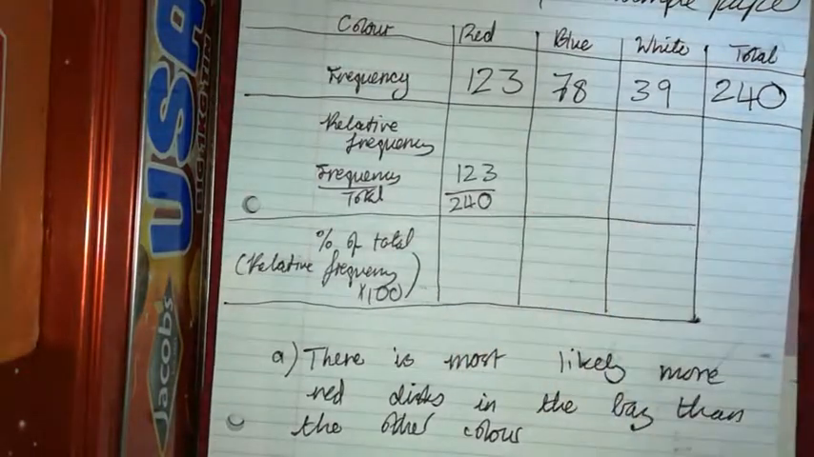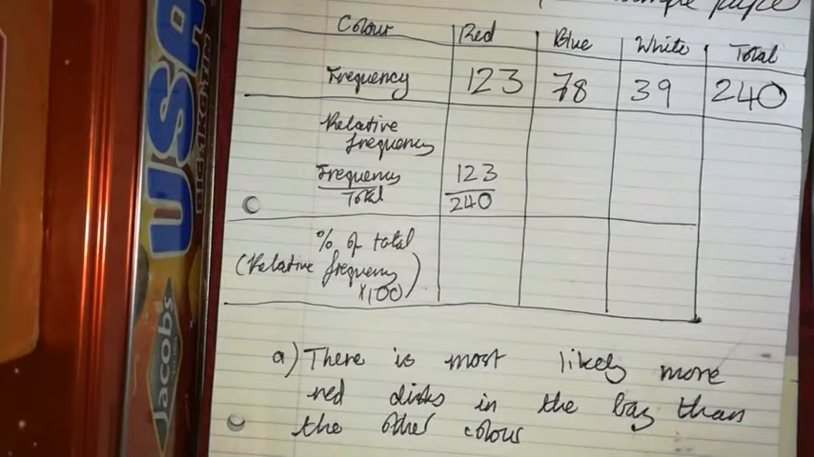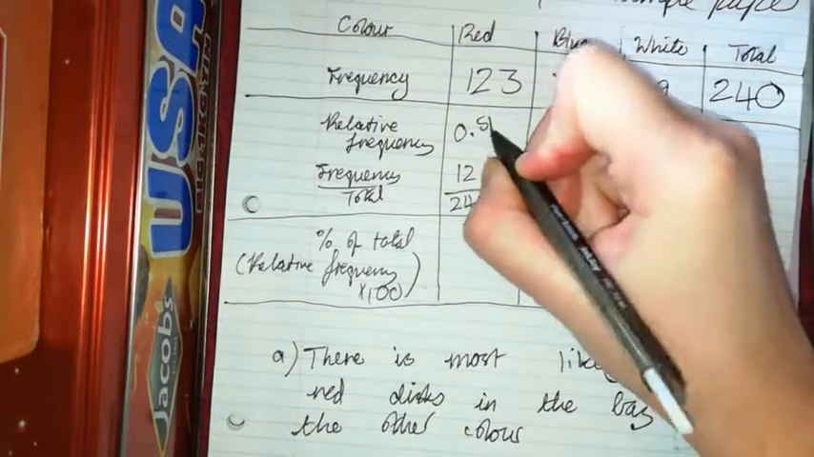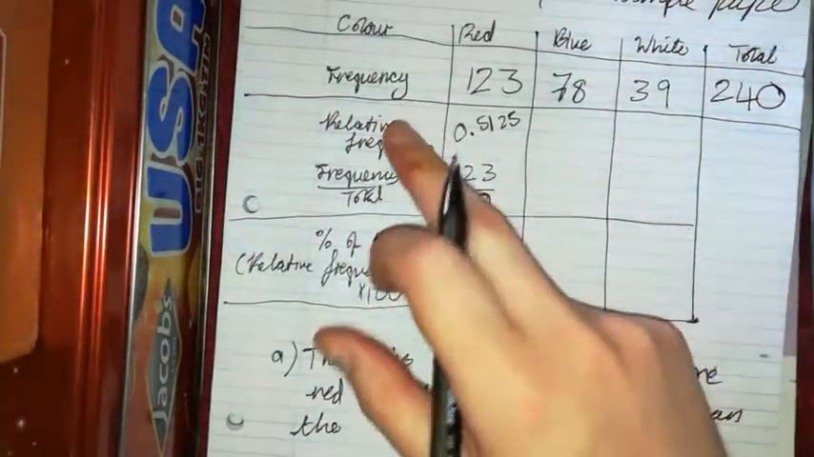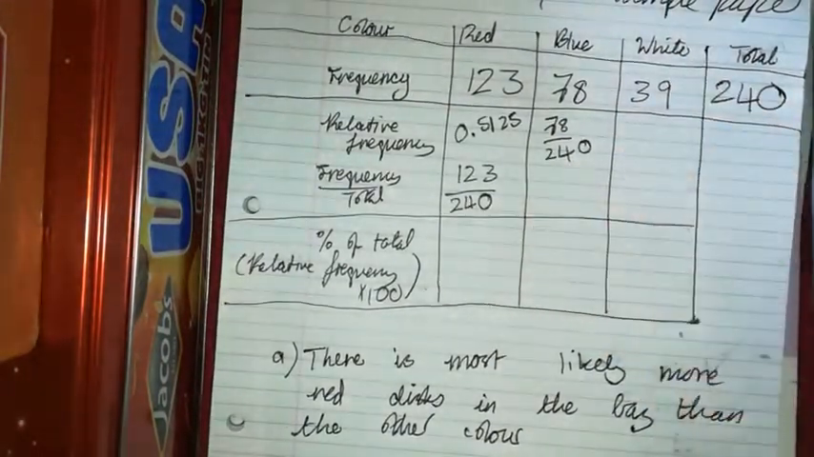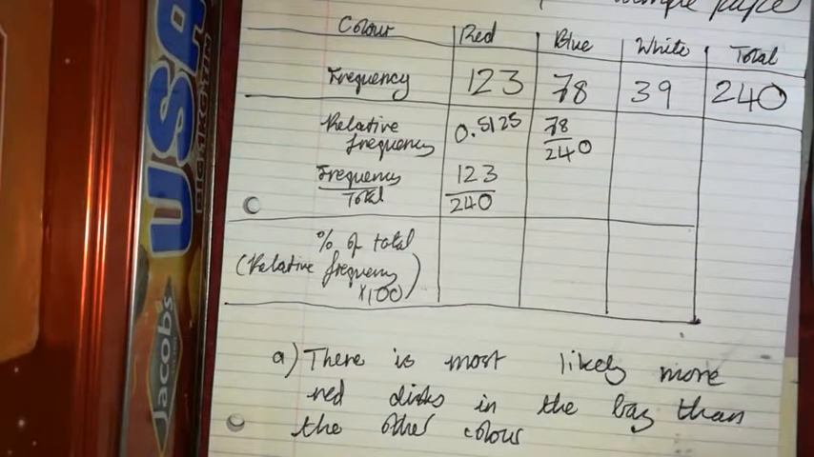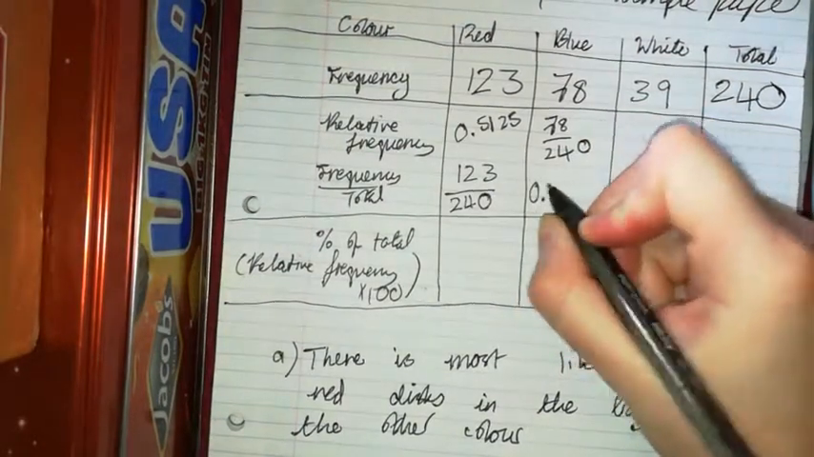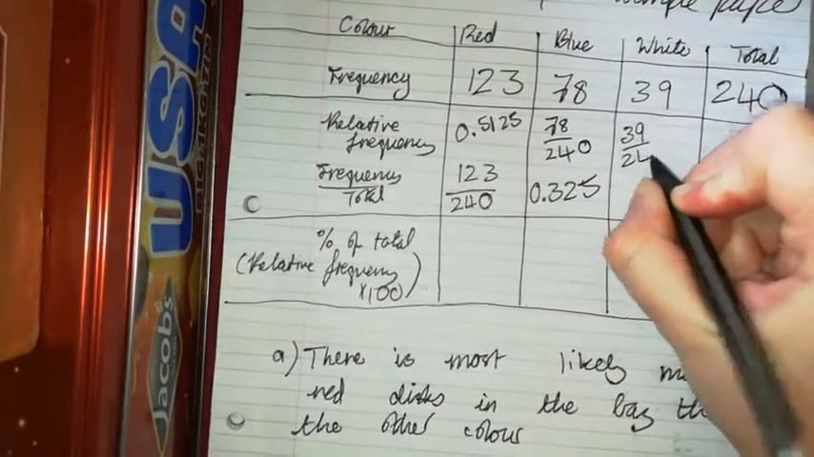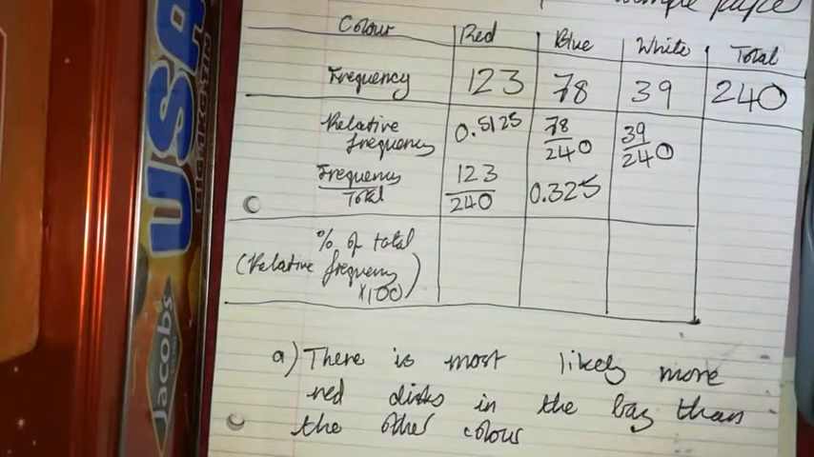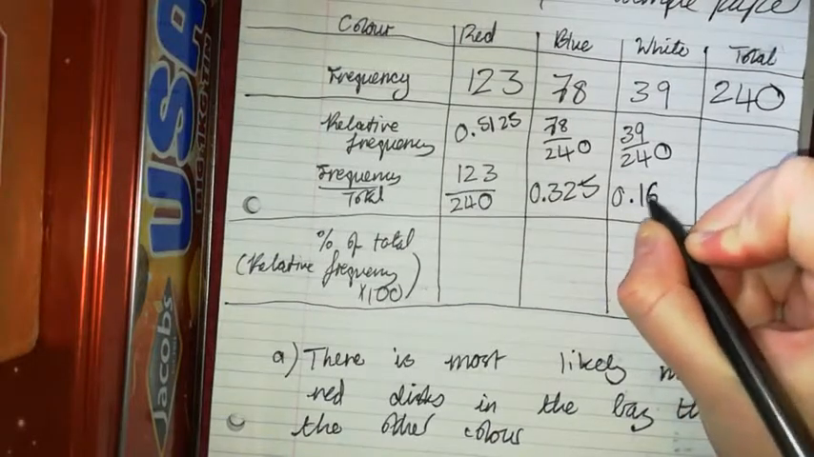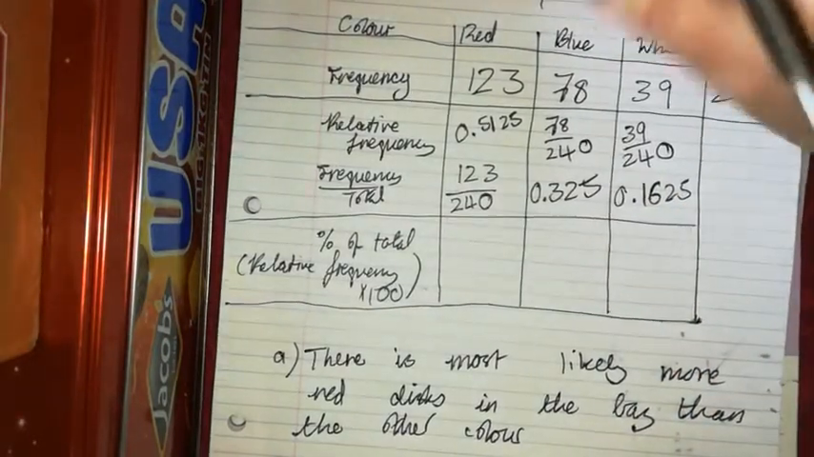So I'm just going to get that as a decimal. 123 over 240 is 0.5125. And then for the relative frequency of blue, it'll be 78 over 240. I'm going to get that as a decimal, and I get 0.325. And then for white, it'll be 39 over 240, and I'll get 0.1625.